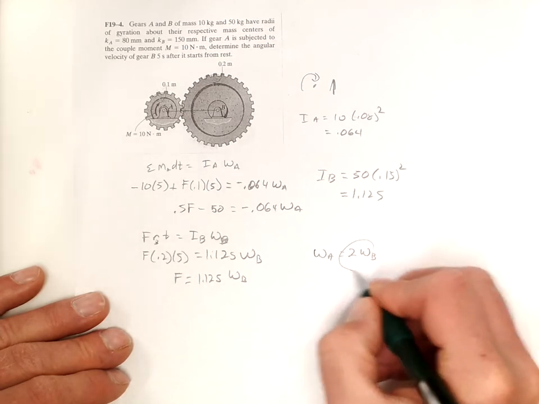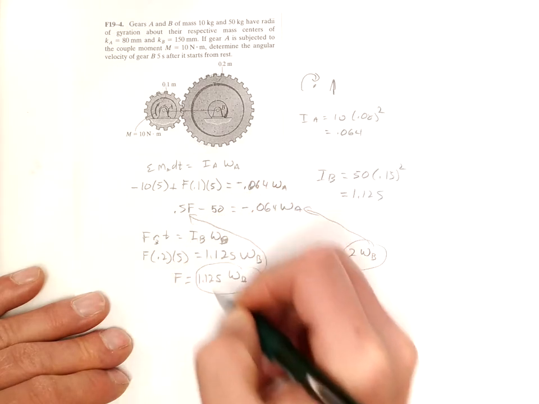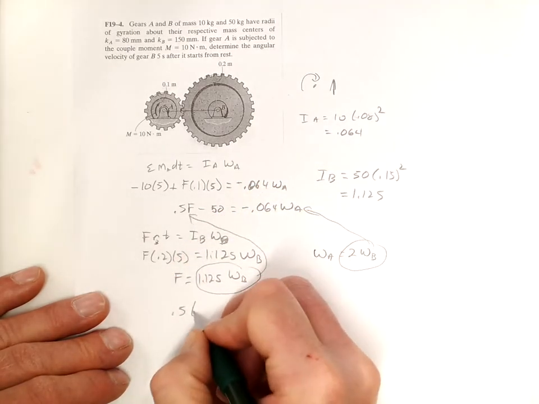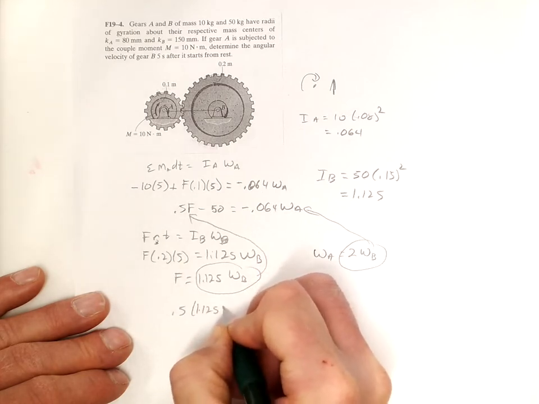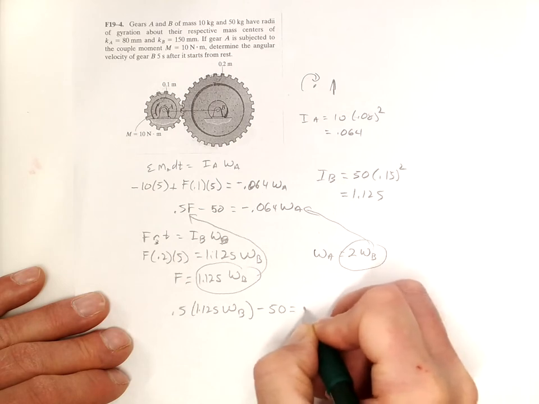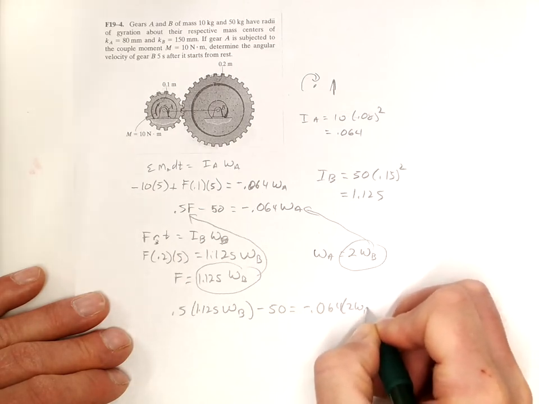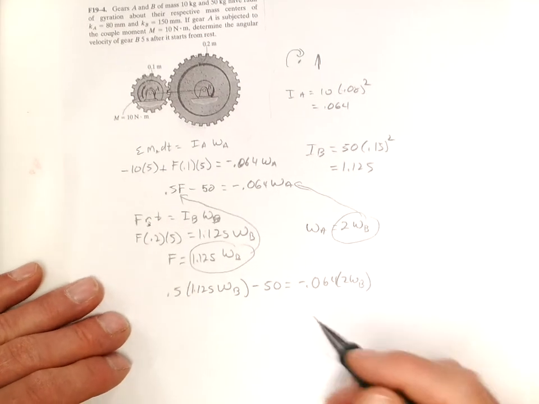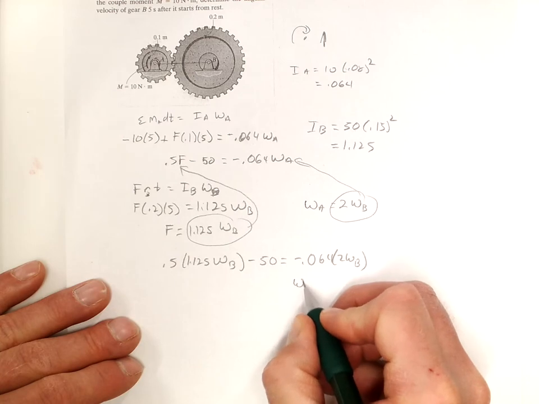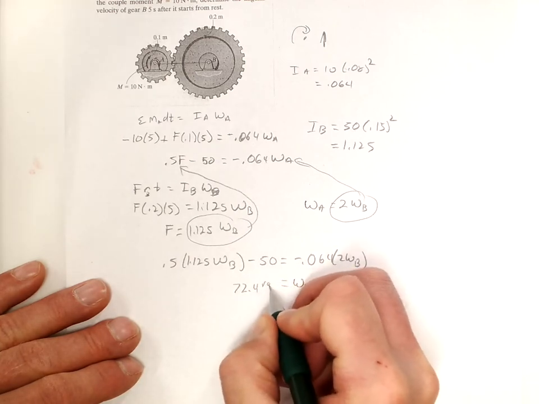So putting this into there and this into there, we get 0.5 times 1.125 omega B minus 50 equals negative 0.0642 omega B, and that gives us omega B equals 72.4 radians per second.